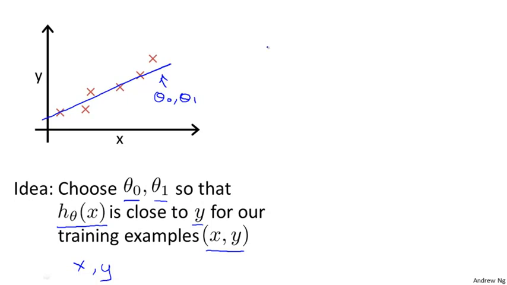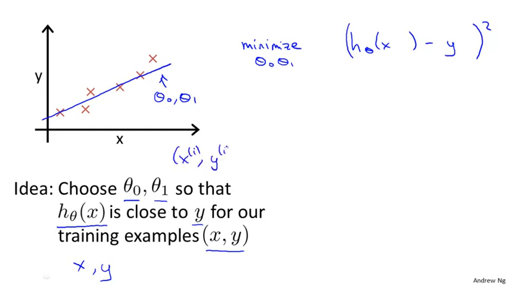Let's formalize this. So in linear regression, I'm going to want to solve a minimization problem. So I'm going to write minimize over theta 0, theta 1. And I want this to be small. I want the difference between h of x and y to be small. And one thing I might do is try to minimize the squared difference between the output of my hypothesis and the actual price of a house. Okay? So let's fill in some details. You remember that I was using the notation x i, y i to represent the ith training example.